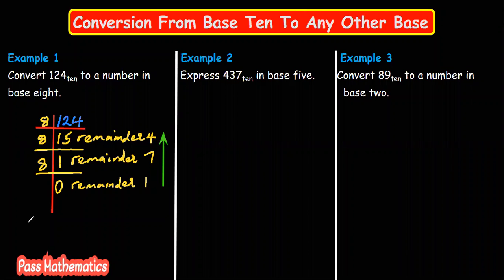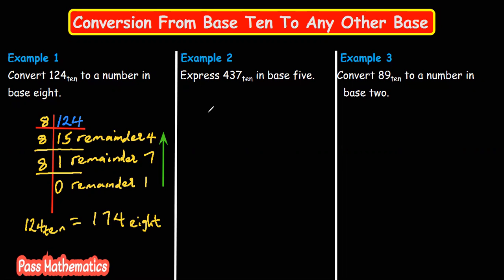So we can say that 124 in base 10 is equal to 174 in base 8. Since it's in base 8, we shouldn't have any value that is greater than or equal to 8. And as you can see, we have just 1, 7, and 4.